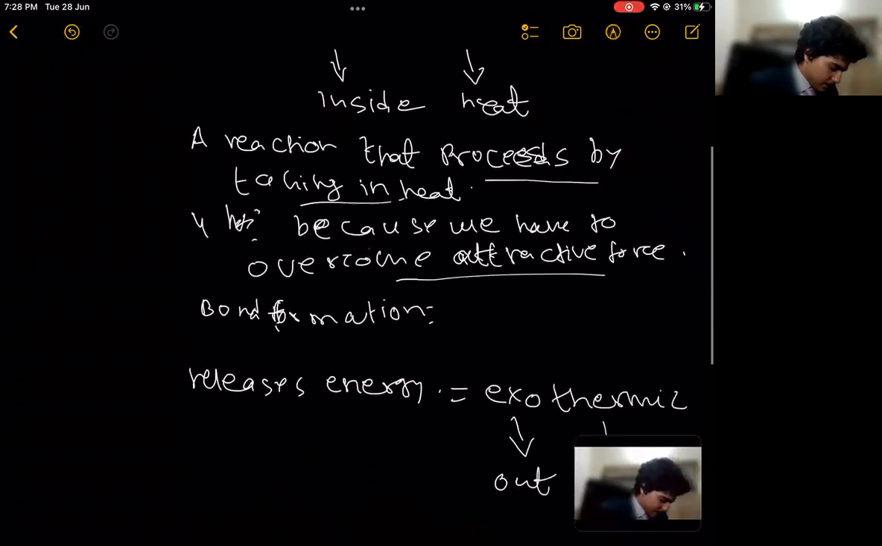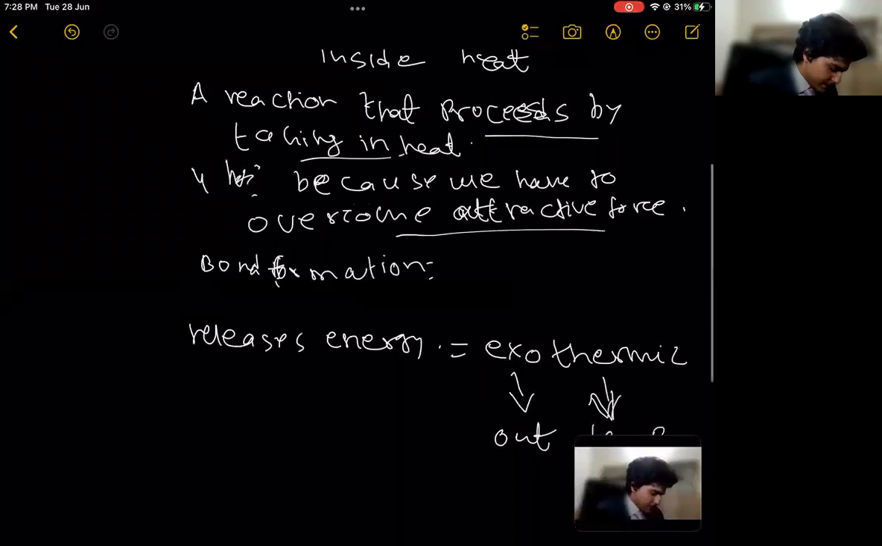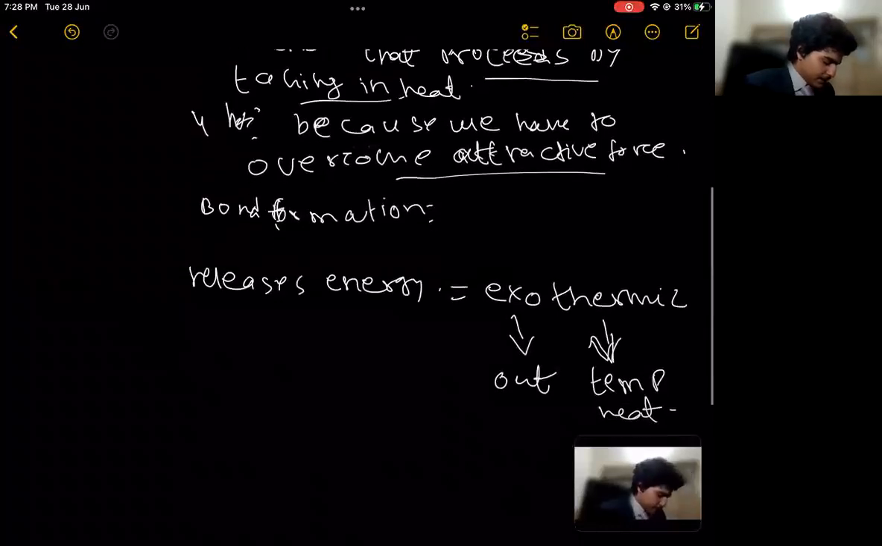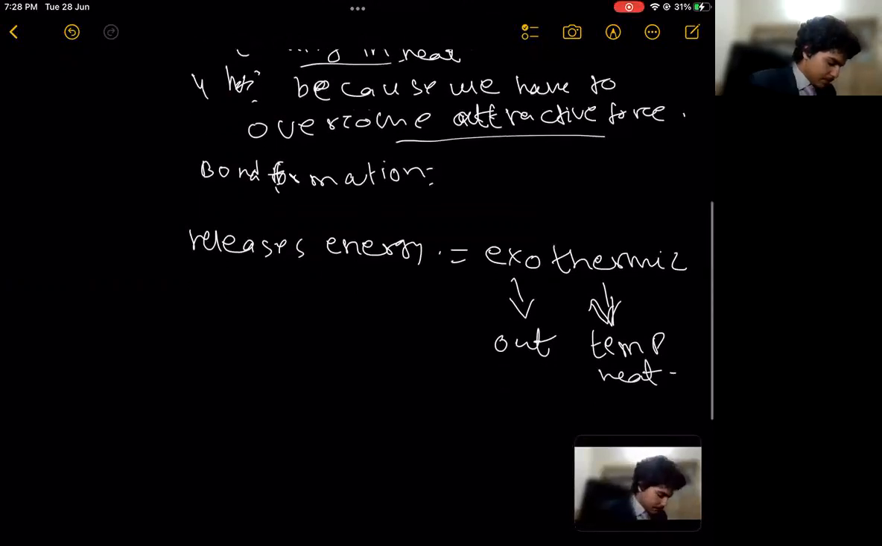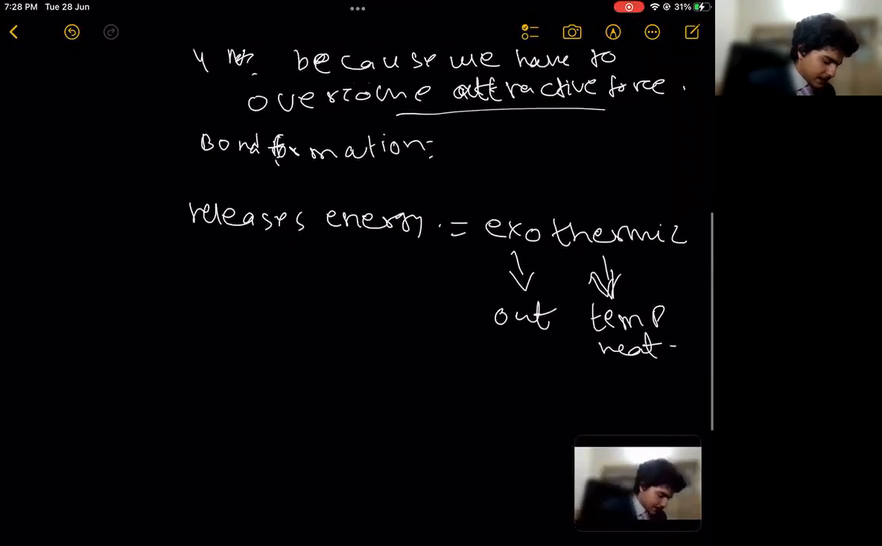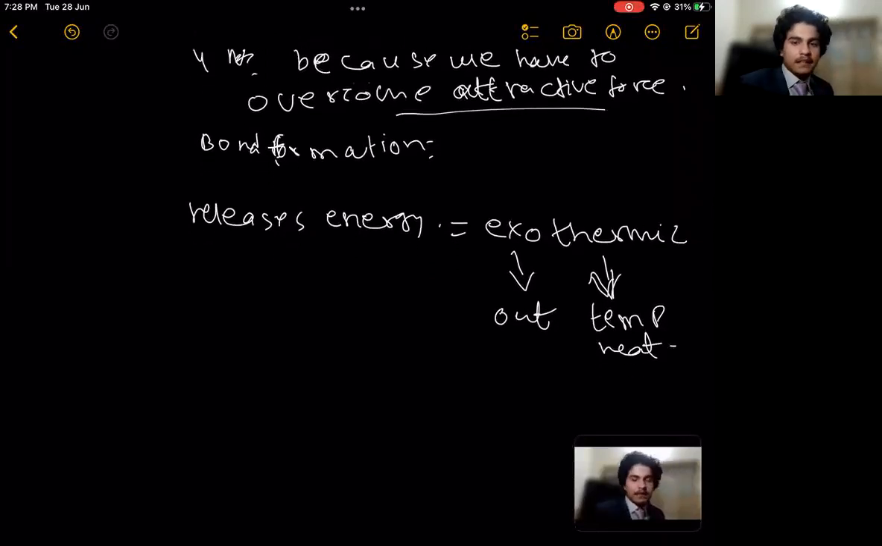Okay, so now we'll come towards bond formation. Bond formation is an exothermic process because the new bonds are formed, bringing in stability. And stability comes when a system releases energy. So the process is exothermic. Exo means out, and thermic again means heat. So it means the reaction releases energy, and that's how it progresses further.